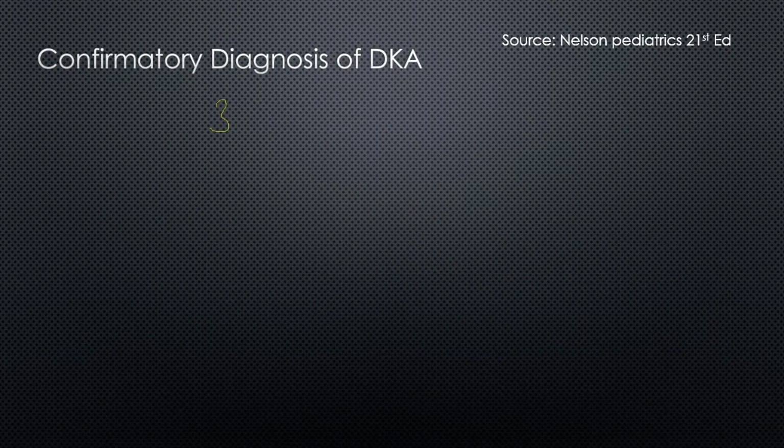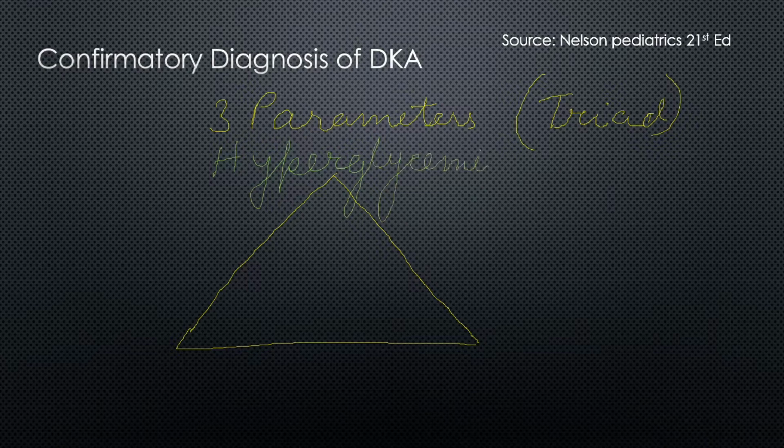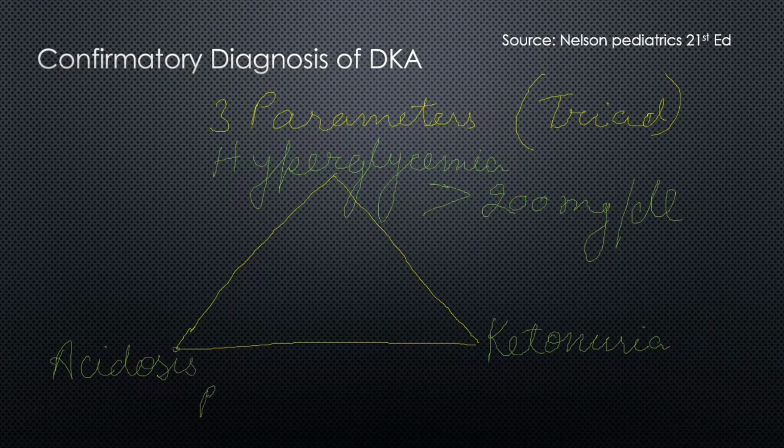So a confirmatory diagnosis of DKA is mainly done with 3 parameters, also called the triad of DKA. The 3 parameters are as under. First, there is hyperglycemia, meaning greater than 200 mg per deciliter. Second parameter is ketosis, leading to ketonuria. The third parameter is acidosis, meaning a pH of less than 7.35. So these 3 parameters are essential for the diagnosis of DKA.